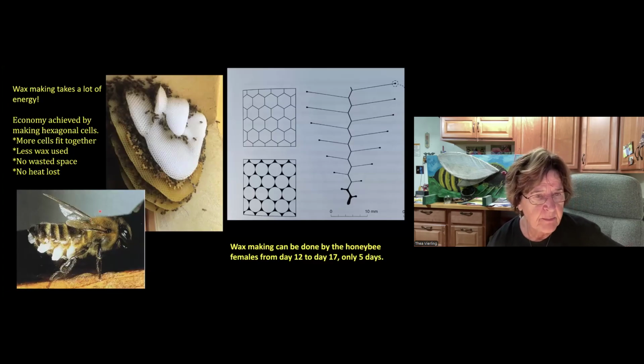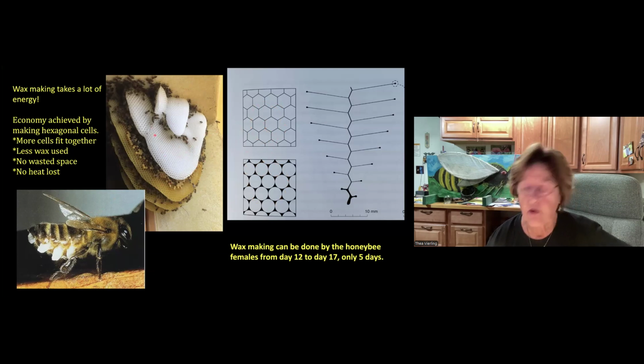Let's talk a little bit about wax making. Wax making takes a lot of energy. And so by making it into, if we look over here, this is a hexagonal cell as opposed to circles. You can see this wasted space here. And you can see how they have to actually build two walls, one for this circle and one for this circle. But here they share a wall, so there's less wax needed.